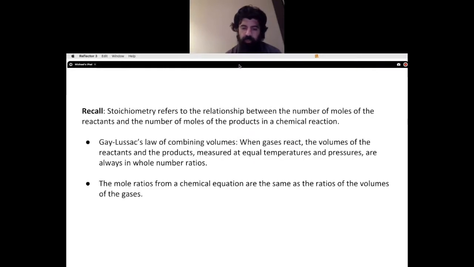Okay. So, stoichiometry refers to the relation between the number of moles of a reactant and the number of moles of a product in a chemical reaction. So understand Gay-Lussac's law of combining volumes. When gases react, the volumes of the reactants and the products measured at equal temperatures and pressures are always whole number ratios. So what we're just saying is, even when we're balancing chemical equations of gases, they are still whole numbers, and those whole numbers can be utilized as mole ratios.